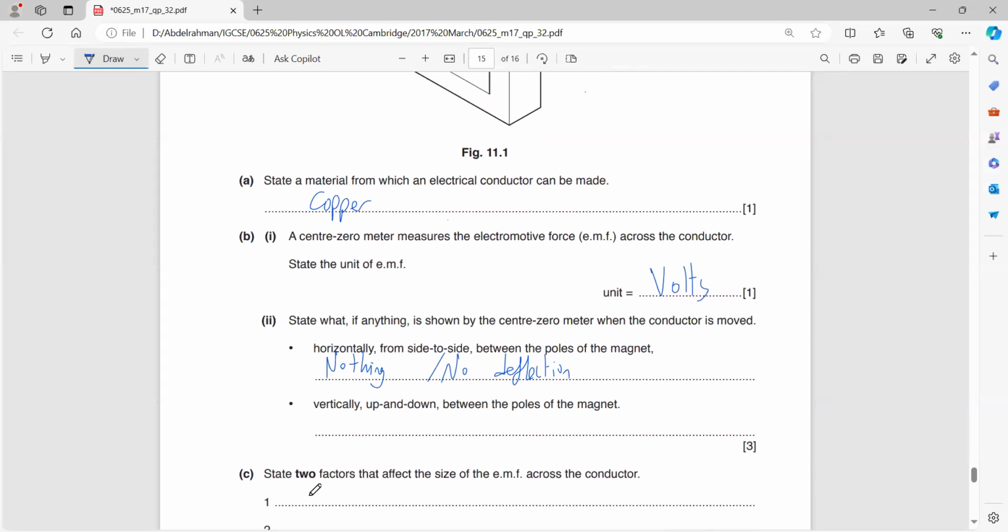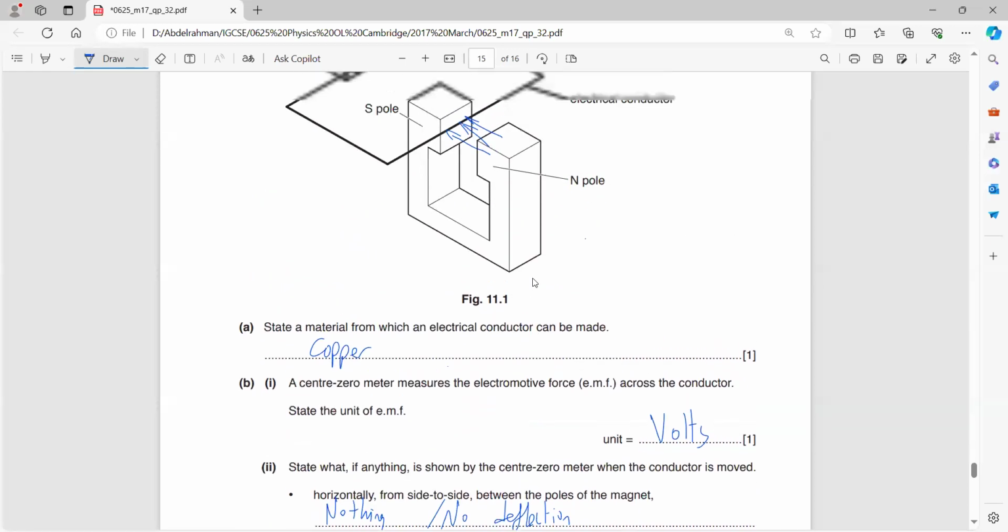But if you move it up and down, as in the next question, vertically, it will start to produce a current. It will start to induce a current. What do I mean by induced current? It means that I will generate a current. So vertically up and down between the poles, what will happen to the center 0 meter? Definitely, it will deflect to the left and right. In this case, it produces current only vertically.